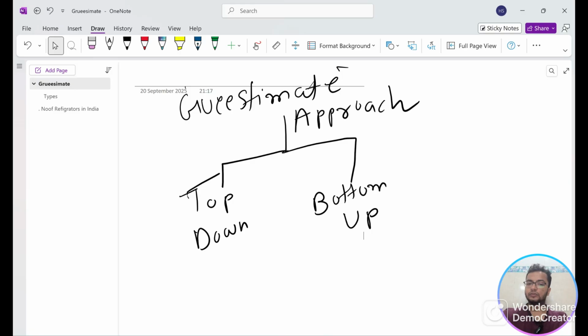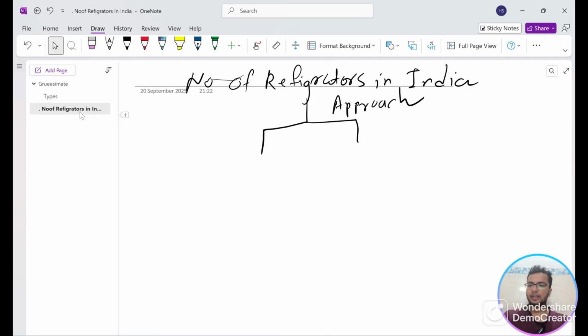So first you take a particular city, suppose you take Delhi, and then you estimate and take the proportion of the population of Delhi and compare it with India, and you come to the solution. So these are the two types of guesstimate. Now let's solve one guesstimate. I will not go deep into the facts. I'm just telling you the approach, how to solve it.